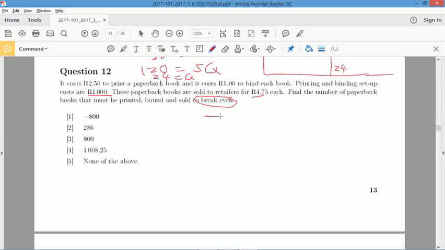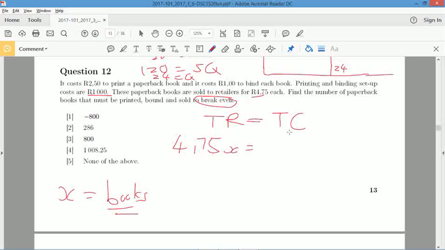So where do I break even? I break even where total revenue equals total cost. That's where I break even. So my units here, where is the units? Do they give you units? No, they don't. They just give you costs. So we'll assume that the number of books is x. That's the books. So if I'm looking at total revenue, these paperback books are sold to retailers for R4.75 each. So total revenue will be 4.75x, which will equal the total cost.